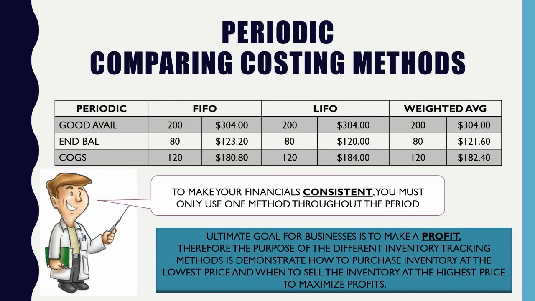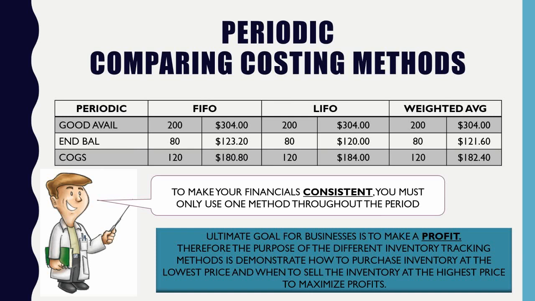Now, this is what I was waiting for the entire time: why are we learning all these types of conversions, right? So this, again, is an outline of all the problems that we did throughout this entire week. We saw FIFO, we saw LIFO, and now we just saw weighted average. And right here, I'm comparing the difference between all three and what the results are.